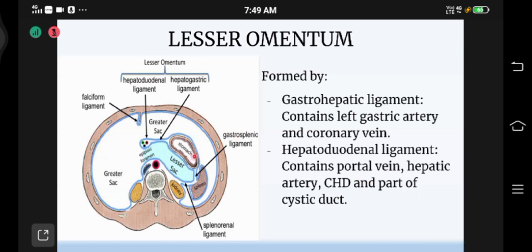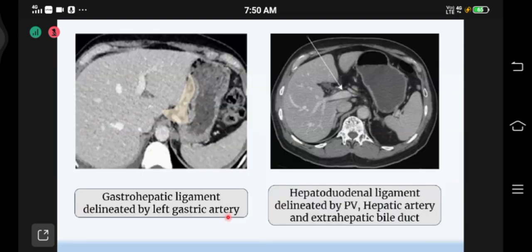You can see that, so this is the stomach. We have a lesser sac, then the epiploic foramina which opens into the greater sac. Then we have these portal structures here. This is the gastrohepatic ligament, and this is the hepatoduodenal ligament. And the same thing I will try to show, this is the gastrosplenic, splenorenal ligament, and falciform ligament. All these structures we will try to see in our cross-sectional images now.